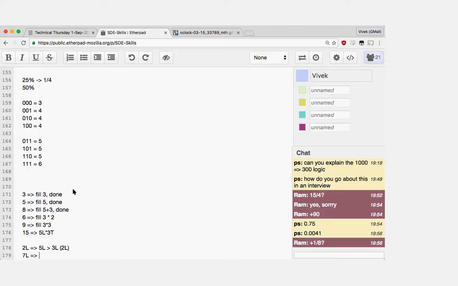5 plus 2. So you do 5 liters, and then 3. You do another 5, and then you take 3 away, and that becomes that. How will you do 1 liter?